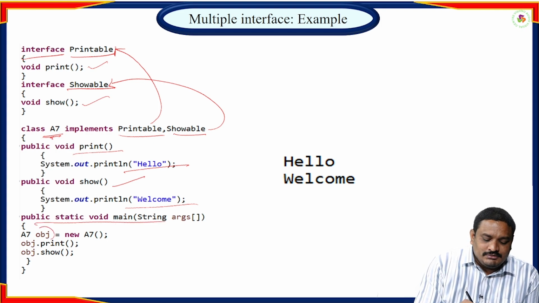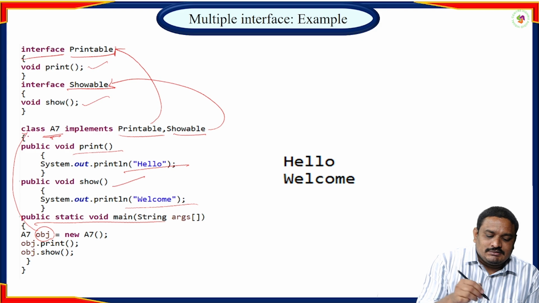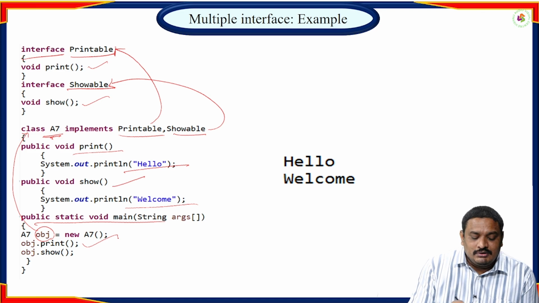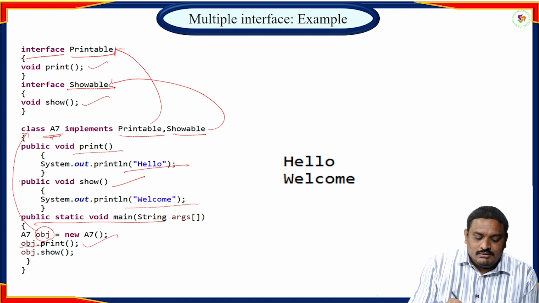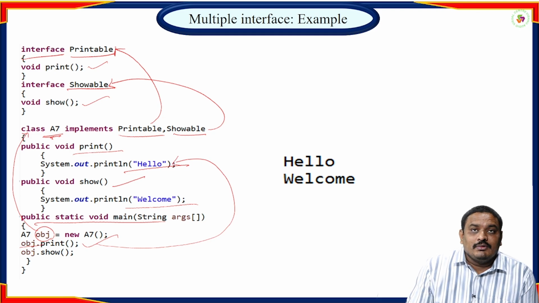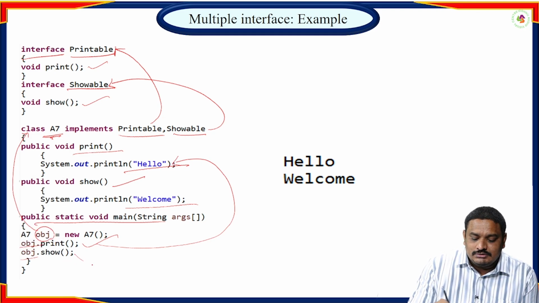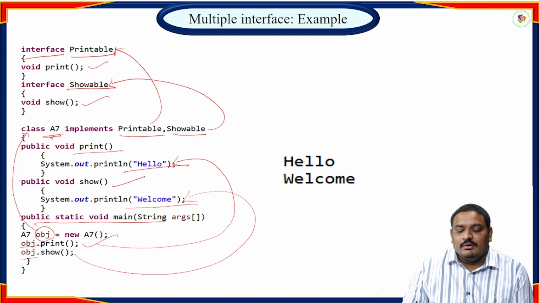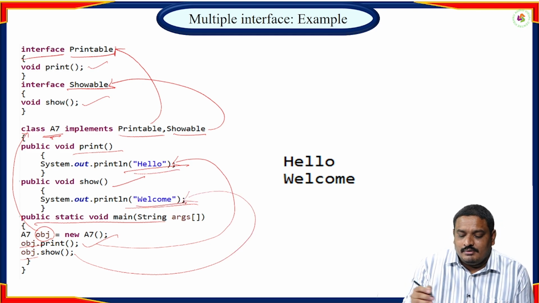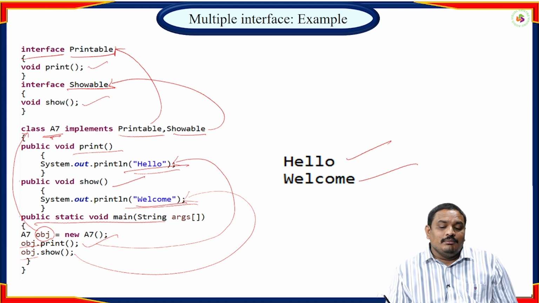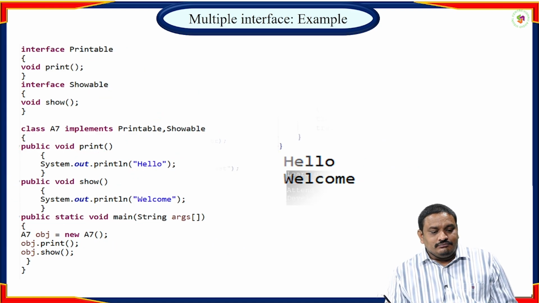We are creating the object for the particular class, new A7. Whenever we call the print method by using this object, it goes to the print method. Whenever we call the show method by using the object, it goes to here. The two messages will be displayed, that is, hello and welcome. That is the multiple interfaces.